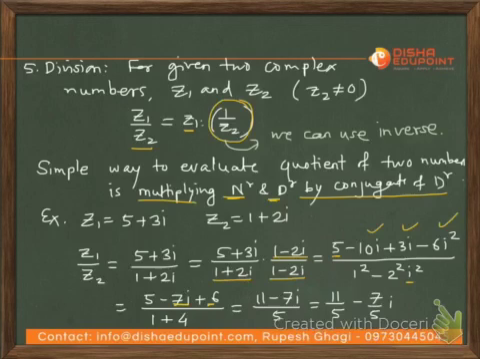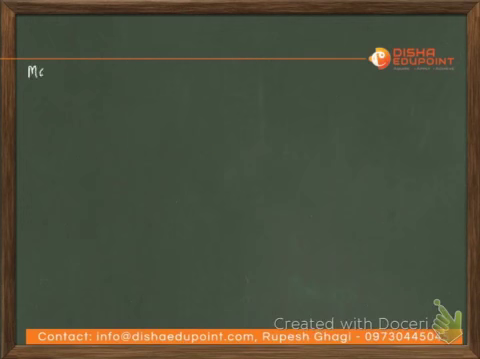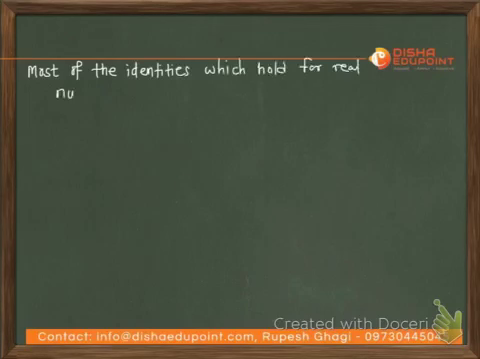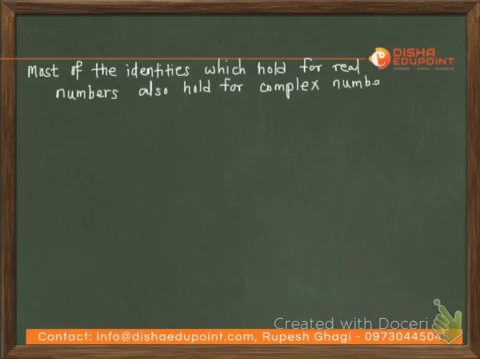Remember, we have to multiply numerator and denominator by the complex conjugate of the denominator. Now also remember that most of the identities which hold for the real numbers will also hold for the complex numbers. You can use these identities to solve many problems, right?